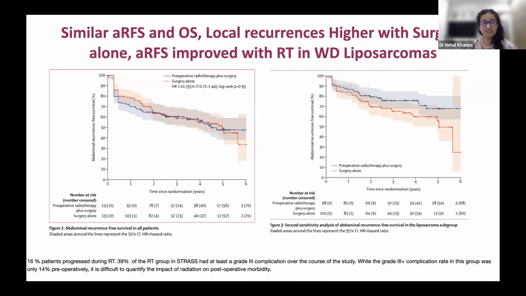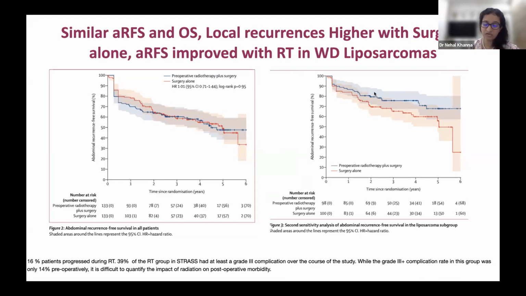Yes. And this was for the whole group. And then when we come to the specific group of liposarcomas, it was shown to have benefit. So I will not say that we should just outright say that there's not much role of preoperative radiation in retroperitoneal liposarcomas. I think this was a landmark study. A study like this cannot happen again.